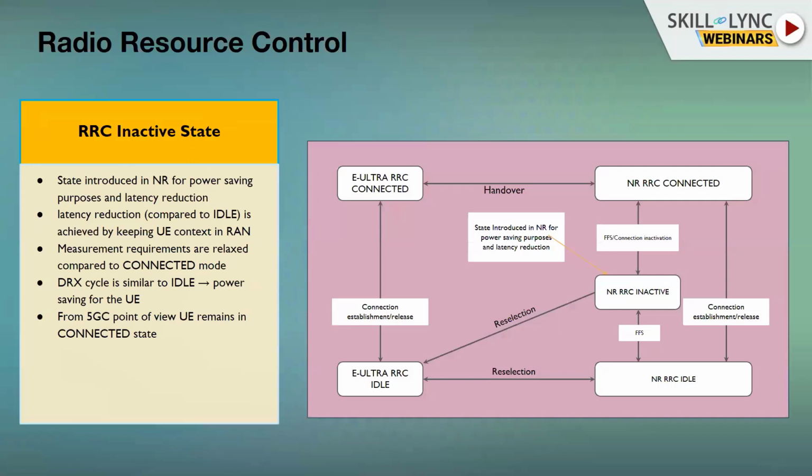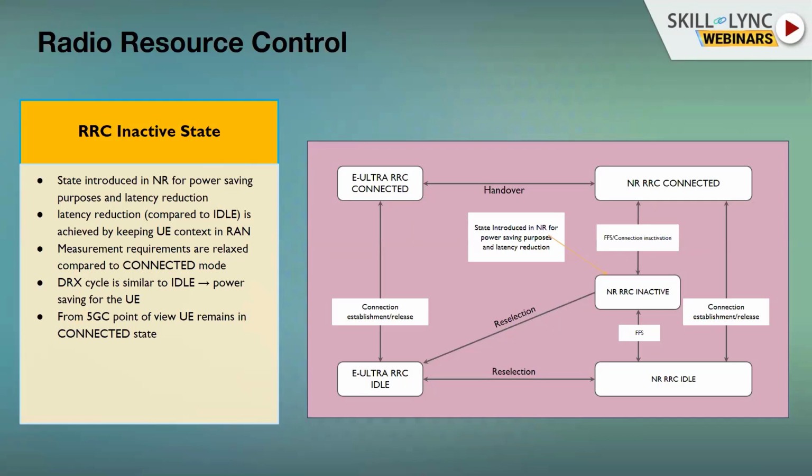Here also for the RRC, we have multiple states. We have RRC inactive state, a state introduced in NR for power saving purposes. It means the UE or the handset is in RRC inactive state, and in this case it will not make exchanges with the network, so it will save its battery life.